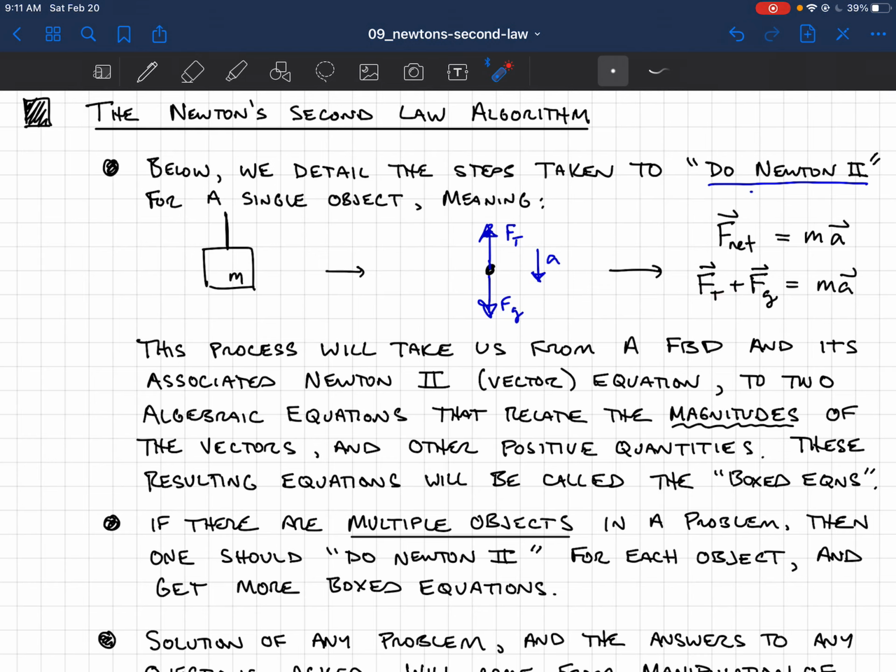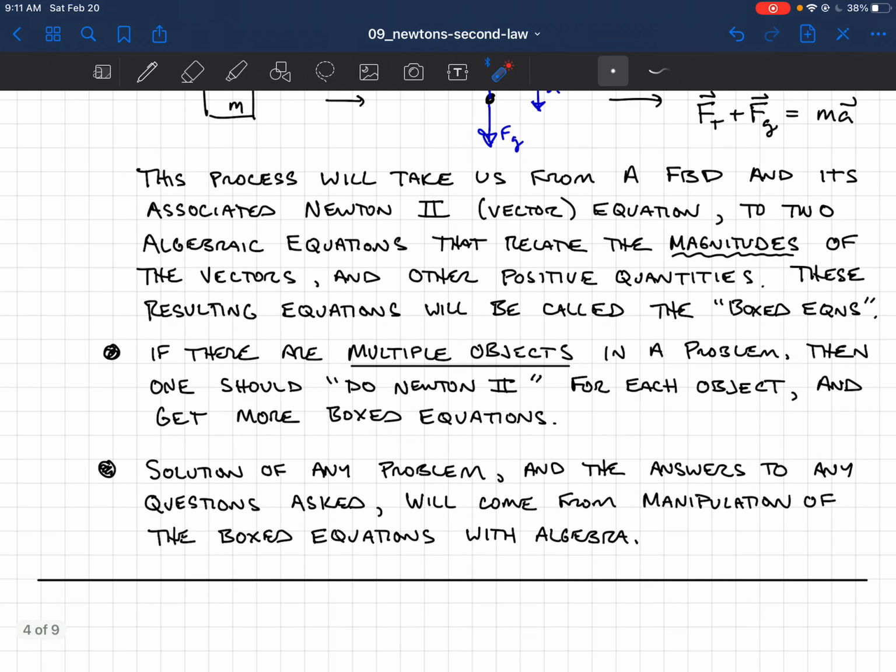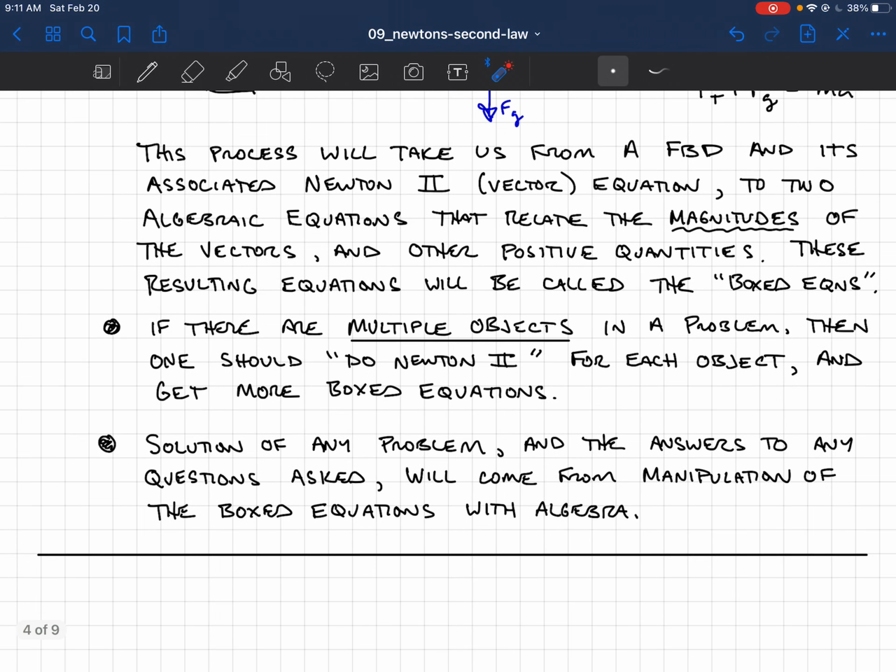We'll translate the vectors into magnitudes, and we'll get some relationship between the magnitudes of all the vectors. Those resulting equations will be called the boxed equations, and it will be those boxed equations that you put together with some algebra to answer any questions that are asked in the problem. That's the process for one object. If you have multiple objects, then you just do Newton 2 for each object. You would just have this exact process for each object, and we'll show how you do that. When you do that, you'll get more boxed equations, and then you put all the boxed equations together.